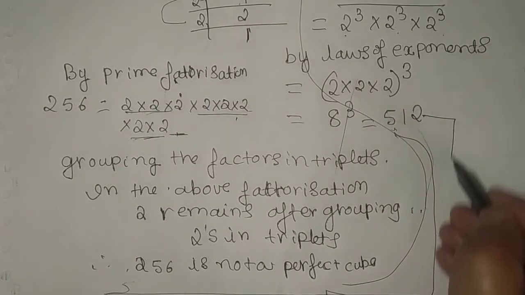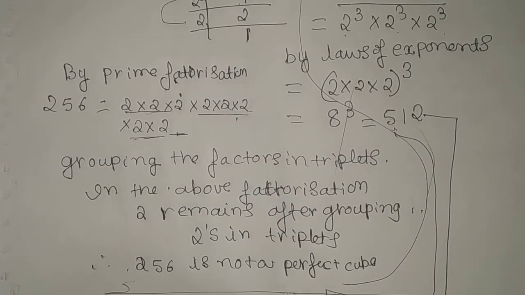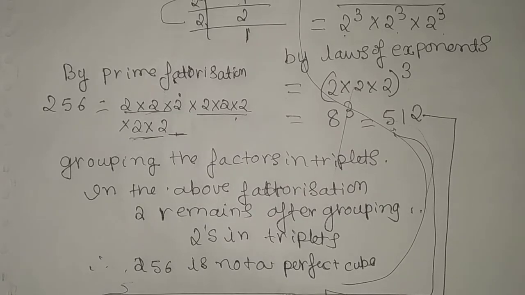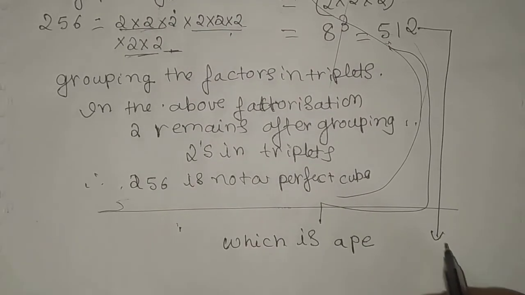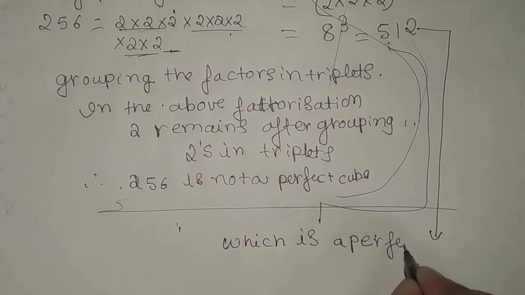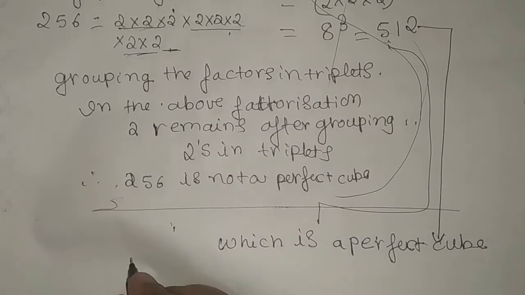So after this I'll write here, which is 2 to the power 9, that is 512, is a perfect cube. Hence what we have to write?